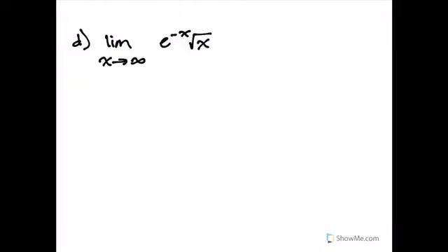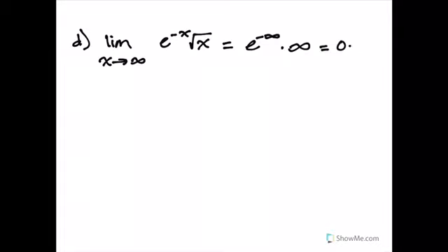All right, this is an interesting one. E to the negative x times the square root of x. If I plug in infinity here, we're going to get e to the negative infinity times infinity. Now, e to the negative infinity is 1 over e to the infinity, right? So that's 0 times infinity. So that doesn't appear to be an indeterminate form, does it?